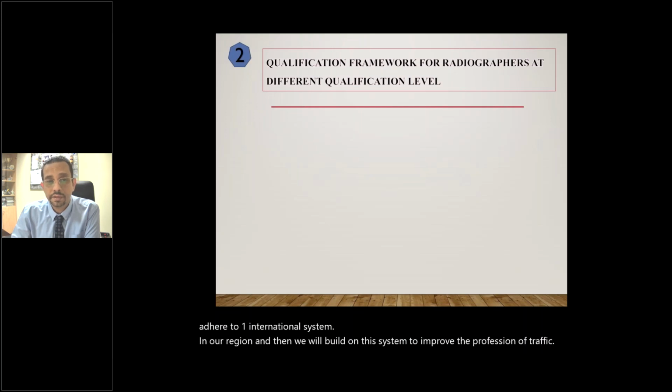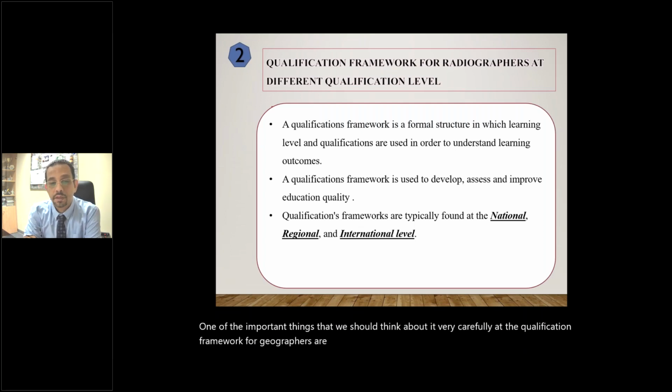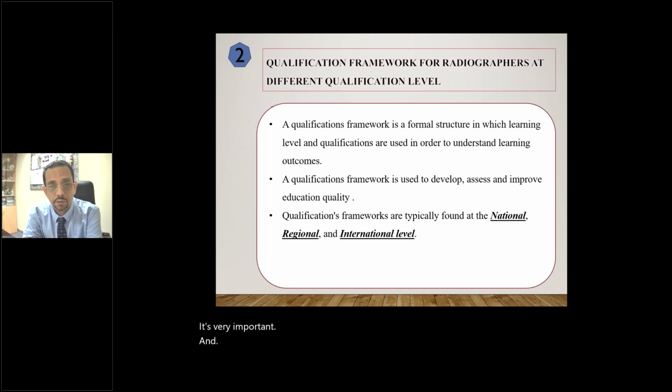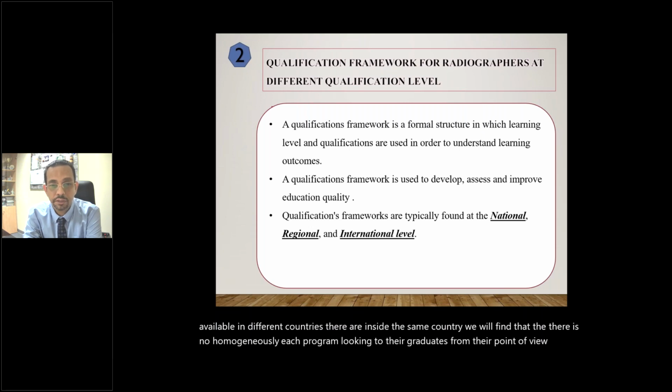One of the important things that we should think about very carefully is the qualification framework for radiographers at different qualification levels. Again, we found that if we do a very simple comparison between the different programs available in different countries or inside the same country, there is no homogeneity. Each program looks at their graduates from their own point of view, what these graduates will do in the future.